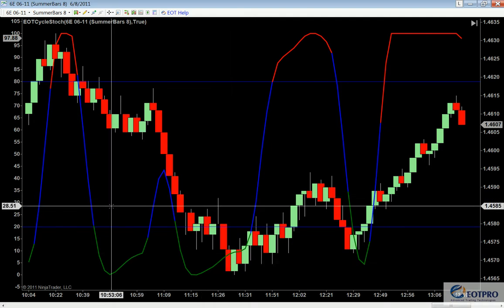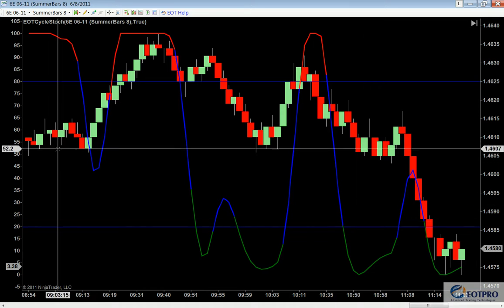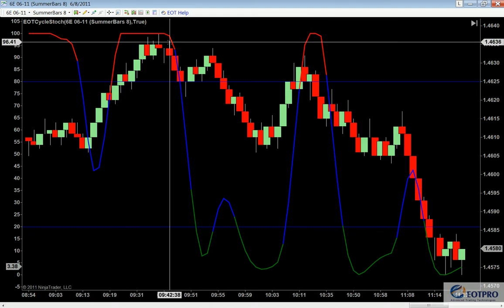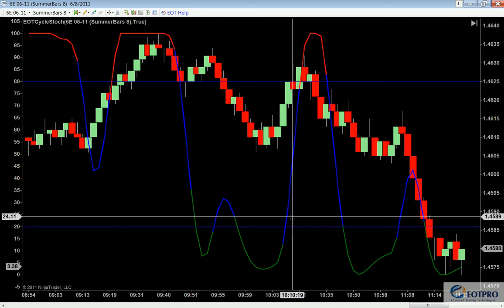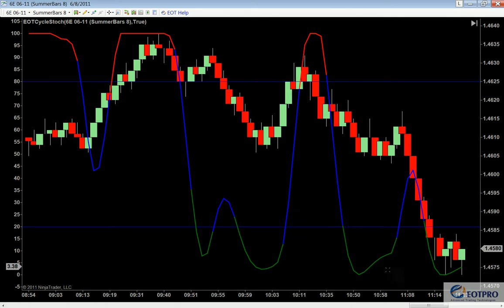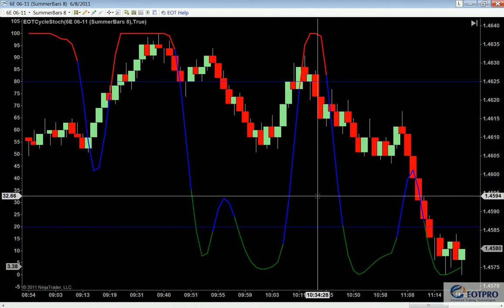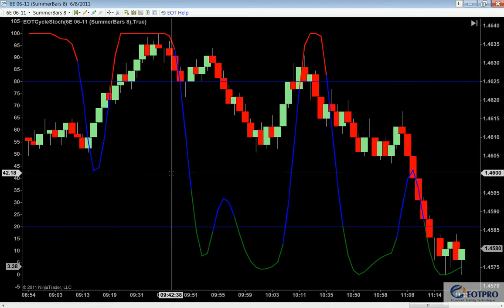I really like that. For those of you who like stochastics, I think this is one of the better ones out there right now from EOT, and one of the good things about it is that it uses cycles as one of its inputs. So it's looking at market cycles, and it's dynamically self-adjusted and smoothed. Pretty darn good for stochastics, I must say so myself.